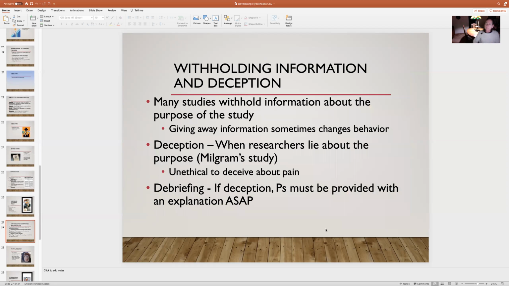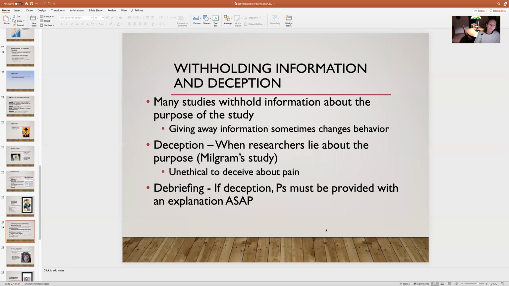Now, like I said, some studies will withhold information about the purpose of the study. And now, why do they do that? They do it because giving away information about the purpose of the study sometimes changes behavior. So let's say you want to do a study on discrimination, on racial discrimination. If you tell people that's what the study is about, that's going to change their behavior because they don't want to be perceived as racist.